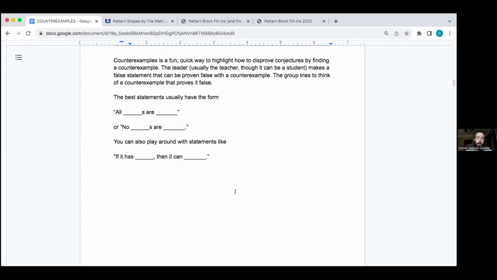Or you can frame it as, no flowers are red. It's a different formulation, a different question. And then to disprove that, you need to exhibit a counterexample. In this case, it would be a flower that is red, like a rose. You can also play with variations of this form, like if it has legs, then it can walk, for example. If it has some property, then it has some other property. Statements like that you can engage them with.